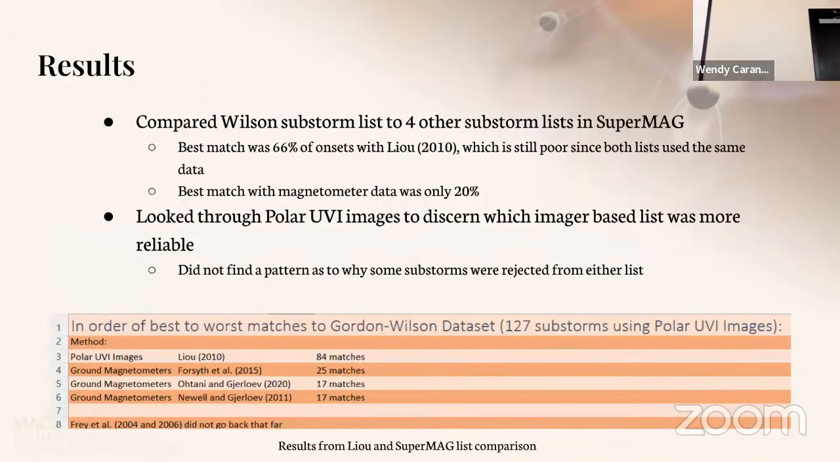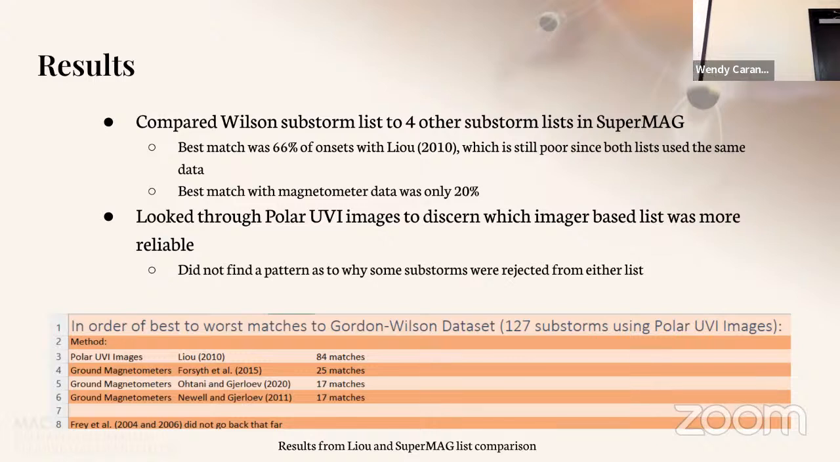So, what did we actually find out? The first thing I did is I took this Wilson substorm list and I compared it to 4 other lists found on the SuperMag database. And we were expecting a much better match than we actually found. The best match was with this Conlu list, and they had about 66% of matching substorms.